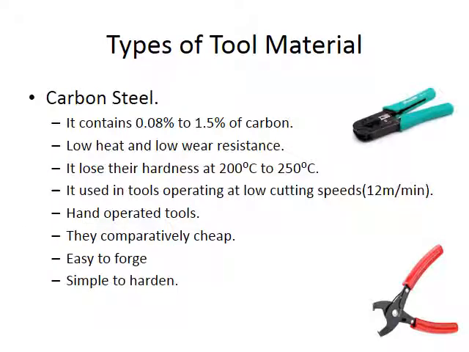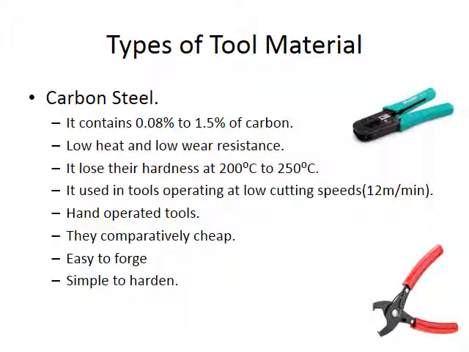Then you can see the details, starting with carbon steel. It contains 0.08 percent to 1.5 percent of carbon. Minimum and maximum range is given. With carbon in between these two values, it has low hot hardness and low wear resistance. It loses its hardness at 200 to 250 degrees centigrade.